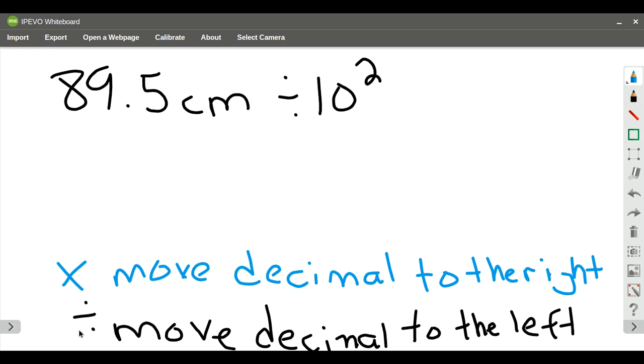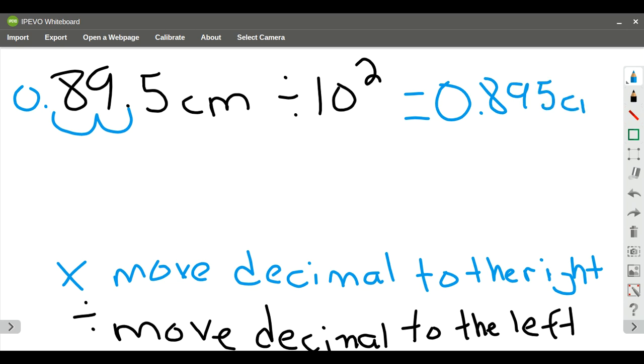But here, when I'm dividing by a place value pattern or by a power of 10, I'm moving the decimal to the left. The number of times the exponent is, so I'm going to move it 2 times. So I'm going to go 1, 2. So my new answer, which I just wrote in blue, is going to be 895 thousandths of a centimeter. That is how big each strip of fabric is going to be.